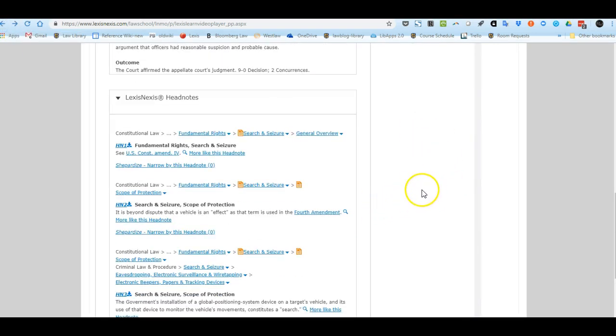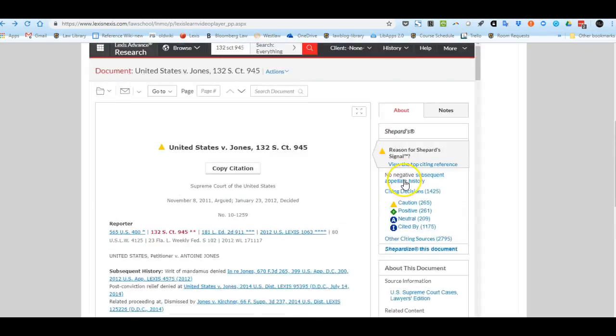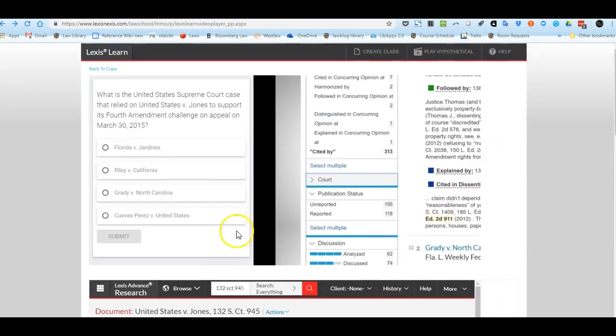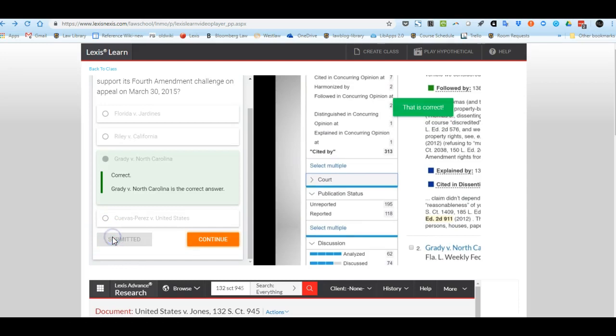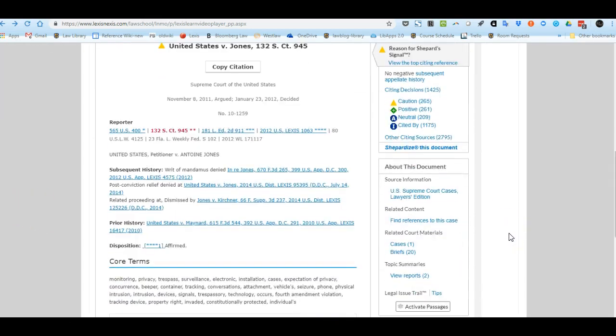Okay, we ready with an answer? So, votes for Florida v. Jardines, I guess. Votes for Riley v. California. Votes for Grady v. North Carolina. Looks like we have near universality. And that is it. And we did that how?